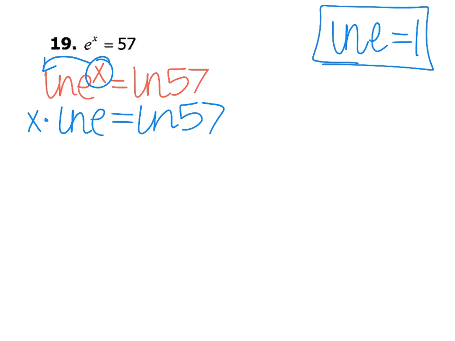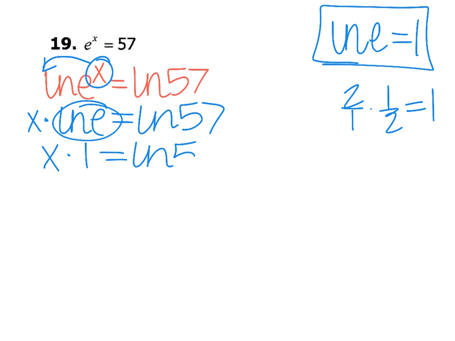So the easiest thing to remember is just memorize that ln of e equals 1 because natural log is the inverse of e. So when we take the inverse of something, it equals 1, right? If we were to do 2 over 1 times 1/2, they're inverses, we get 1. Same thing with natural log and e. The inverse of e is natural log, so it's always going to equal 1. So ln of e equals 1. So x times 1 equals ln of 57, or natural log of 57. So x equals natural log of 57.